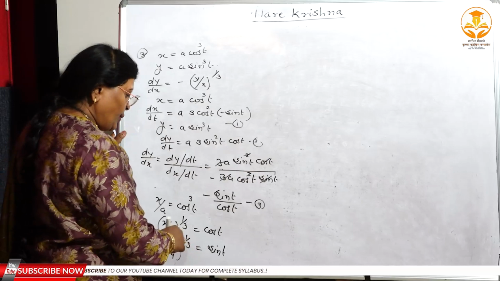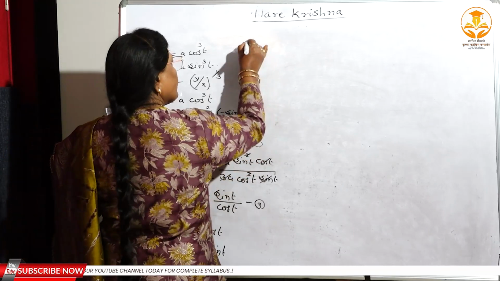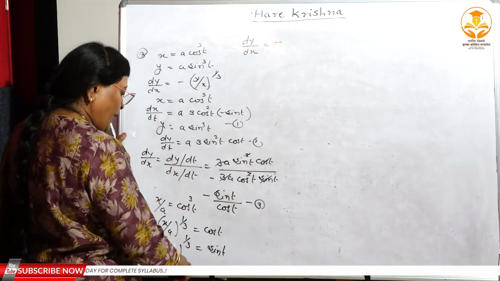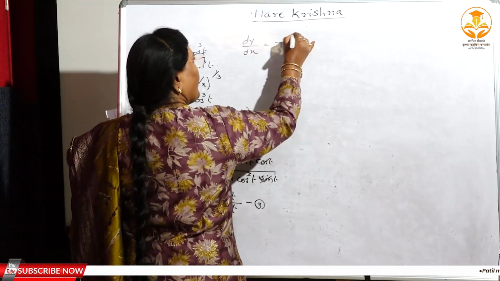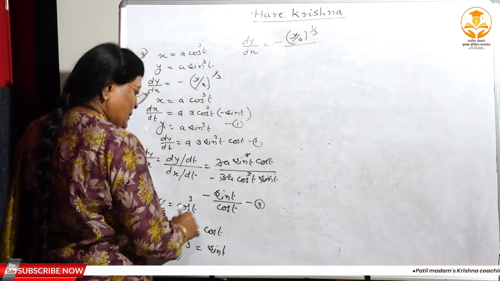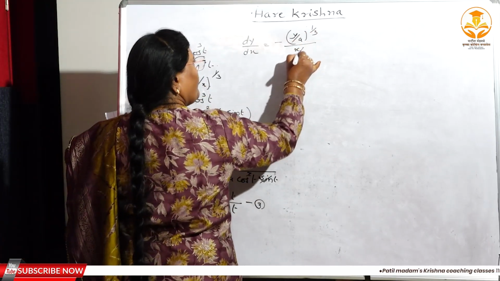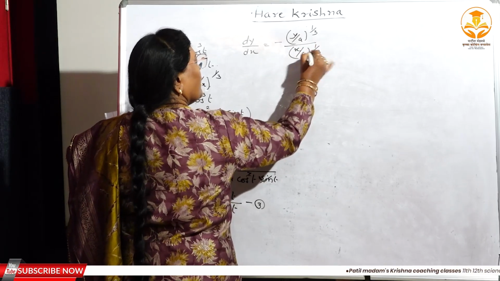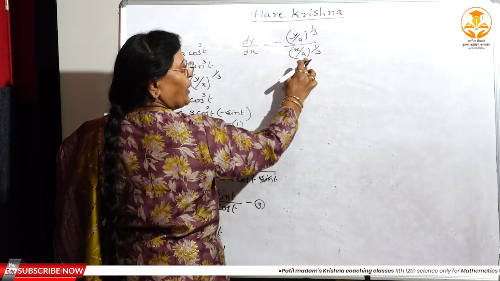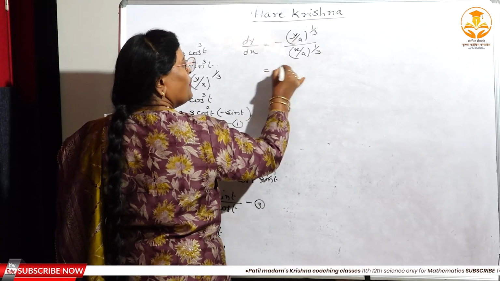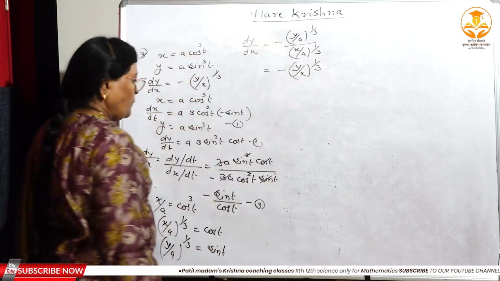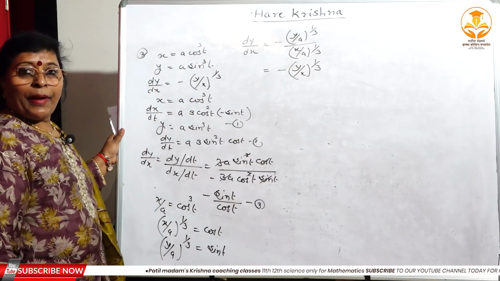Now can you substitute? Here dy divided by dx is equal to minus a sin t, that is (y by a) whole to the power 1 by 3, divided by cos t, that is (x by a) whole to the power 1 by 3. Now the denominator a to the power 1 by 3 and the numerator a to the power 1 by 3 get cancelled, the minus sign remains as it is, and you get (y by x) whole to the power 1 by 3. Right. Here also you have to manage the problem.